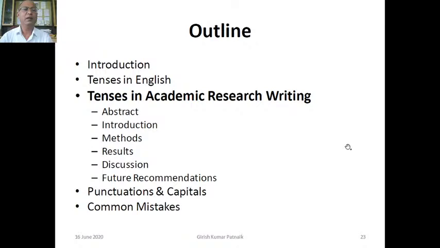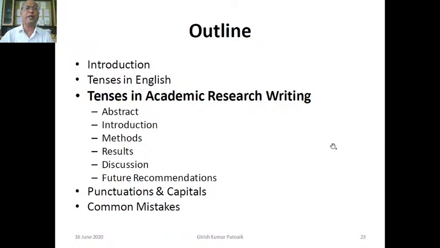Now let us start with the real stuff that I will be focusing more on. That is your tenses in academic research writing. Here we are going to discuss what tenses we are going to use in the abstract, what tenses we should use in the introduction, and similarly methods, results, discussion, then future recommendations. So let us start with one by one.